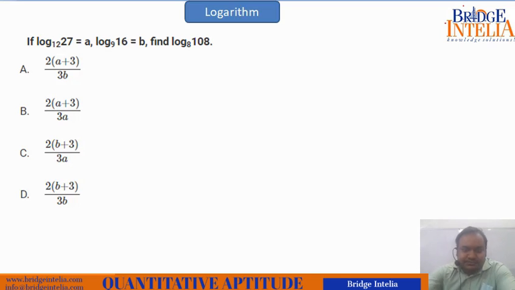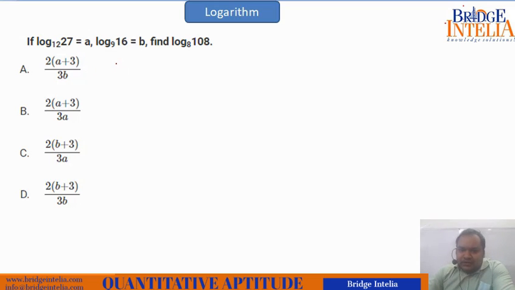So again, a very good question. So log 27 to the base 12 is equal to A, log 16 to the base 9 is equal to B, and based on these two equations, we are supposed to find the value of log 108 to the base 8. So let's see, first of all, what information is actually conveyed to us.